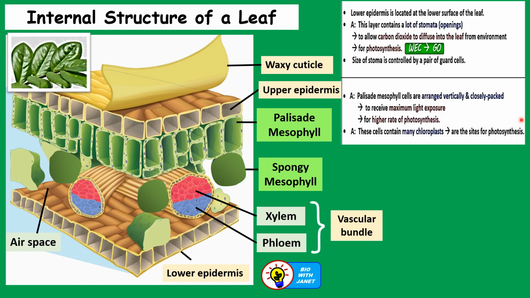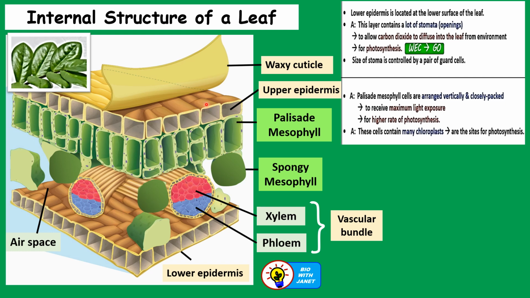Let's go on to the palisade mesophyll cells. Okay, before that, we have to talk about the lower epidermis. It is located at the lower surface of the leaf, and this lower epidermis contains a lot of stomata, which are openings to allow carbon dioxide to diffuse into the leaf from the environment for photosynthesis.